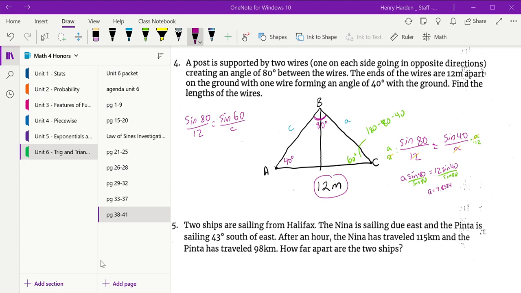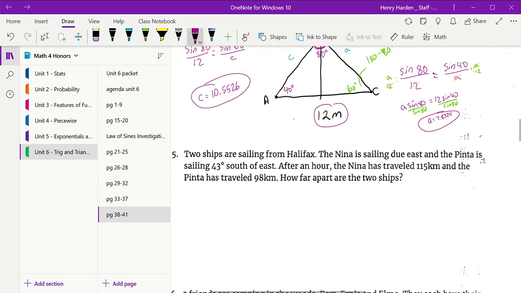Okay, and so this comes out to C equaling 10.55, 0.26. So there's the length of the wires there.